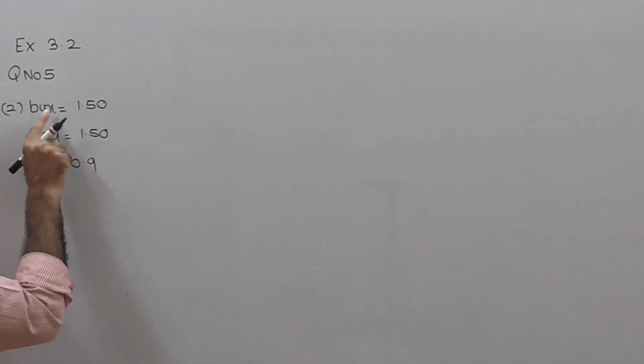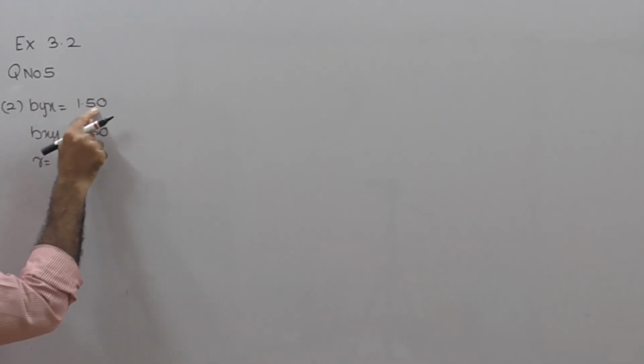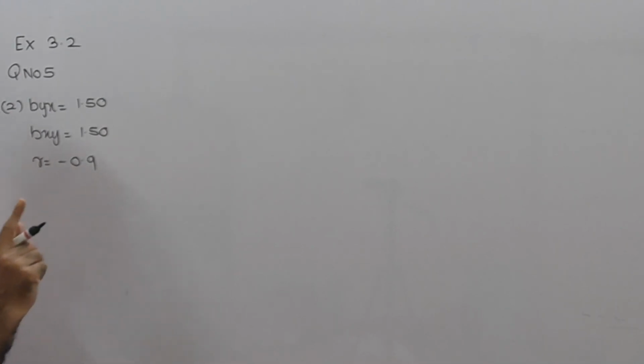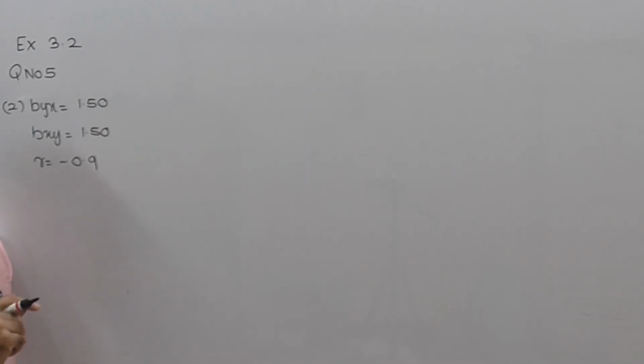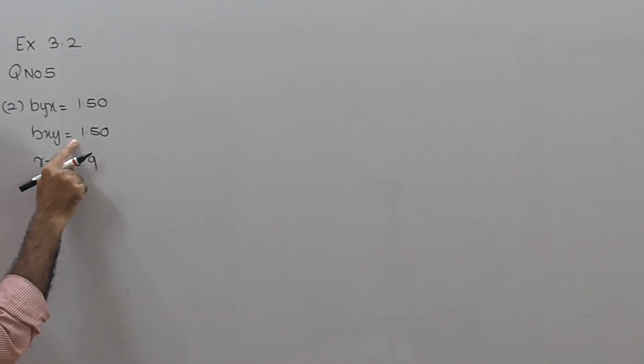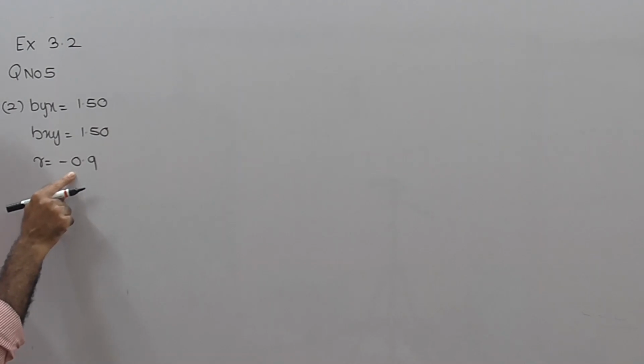The question says that byx equal to bxy equal to 1.5. So I am writing this as byx equal to 1.5, bxy equal to 1.5 and r equal to minus 0.9. See, sometime back I had given a rule which says that if byx and bxy both are positive, what should be the value of r? R should also be positive. If byx and bxy both are negative, then r should also be negative. But can I say that byx is positive, bxy is positive, so obviously the value of r has to be positive. But what is the value given here? Negative. That is why the data is inconsistent.